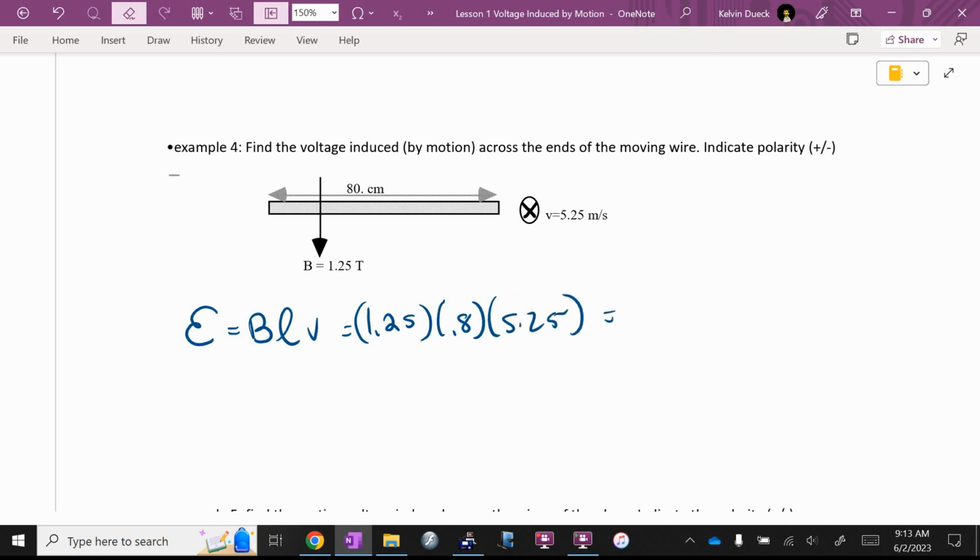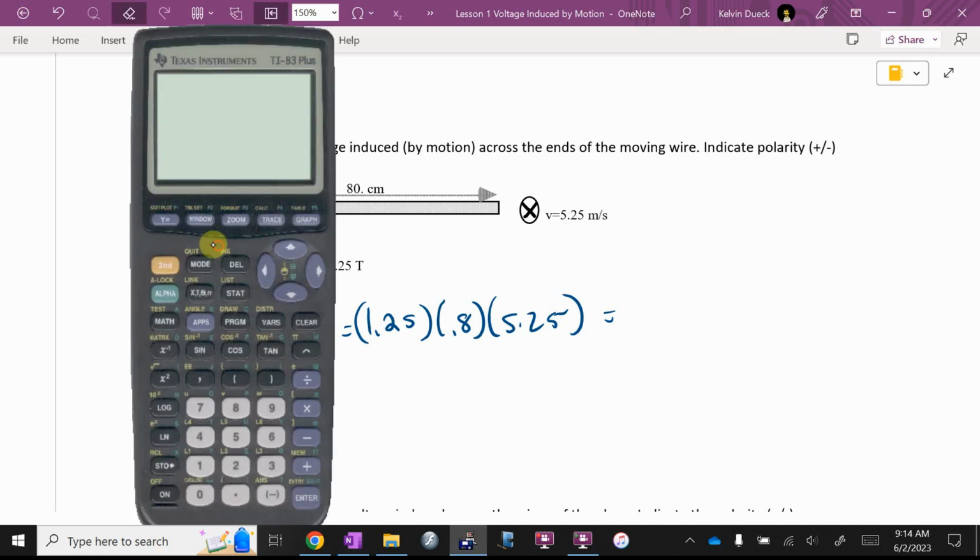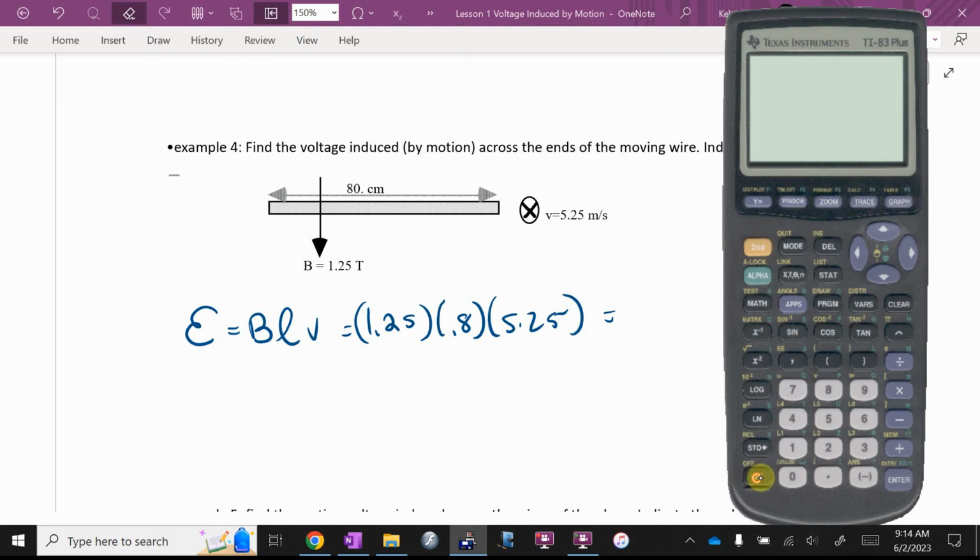5.25. If you put a voltmeter on either end of this bar, or if you wanted to pretend this was a battery, how many volts are we getting from this battery? Good to hear people finally getting out their calculators. Is it 5.25? Units, volts.